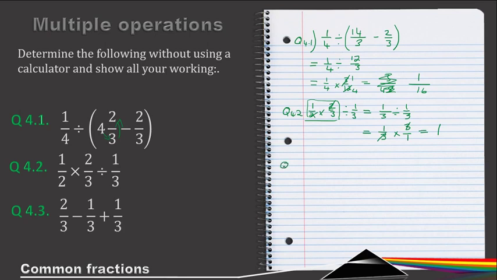Then for question 4.3, 2 over 3 minus 1 over 3 plus 1 over 3. Right, so from left to right, 2 over 3, so let's do this. All of these are over 3, so I can say 2 minus 1 plus 1 over 3, and then 2 minus 1 is 1 plus 1 gives me 2 again, so the answer is just 2 over 3.